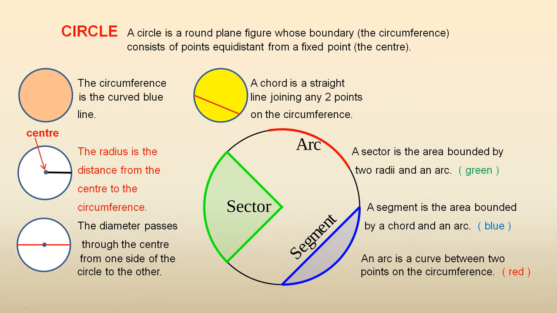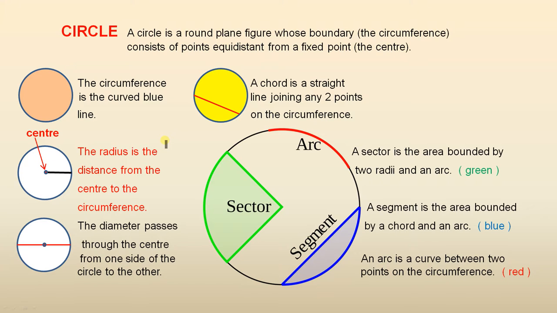The circle. A circle is a round plane figure whose boundary, called the circumference, consists of points equidistant from a fixed point, which is called the center. So the circle is the curved blue line. There it is. That's the circle. And the center is here, right in the middle. As you can see, that is the center of the circle. And the circle is the blue line.